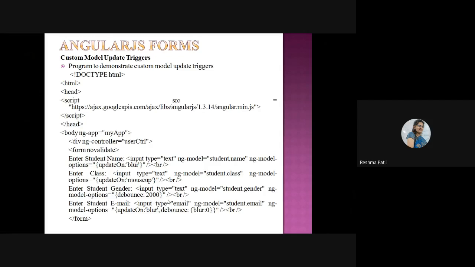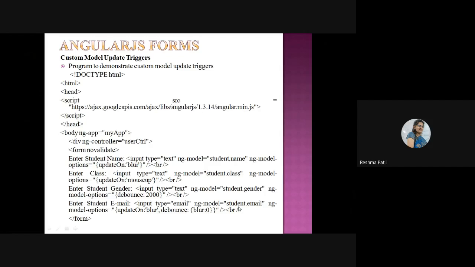Enter student email. Input type is equal to email. We have to enter the email ID here. ng-model is equal to student.email. ng-model-options updateOn blur, comma, debounce blur 0. Here we are applying two options. First is blur and second one is debounce. So when you leave the control of this text box, the debounce blur limit is 0. So immediately when you leave the control, it will update this student.email variable of ng-model.